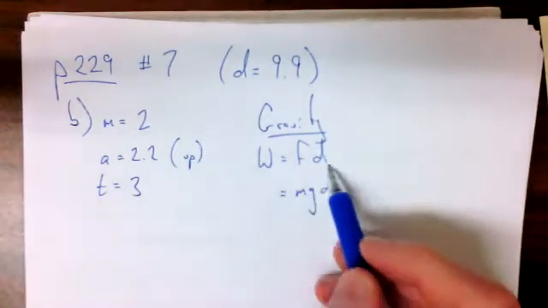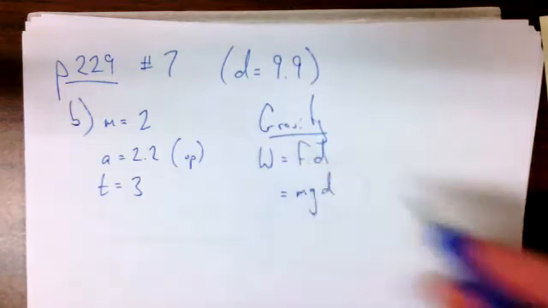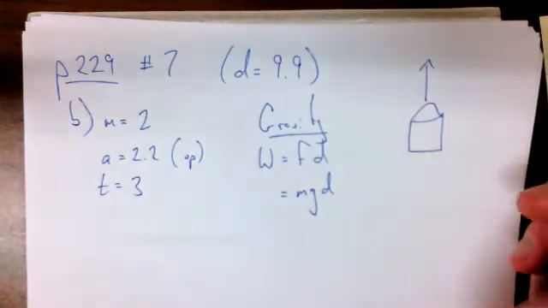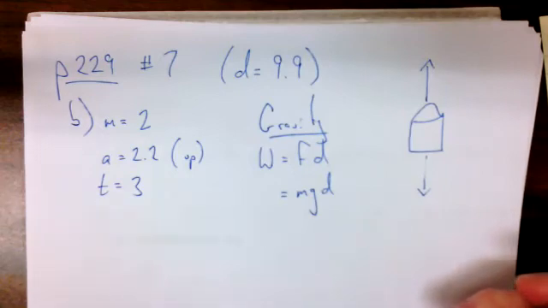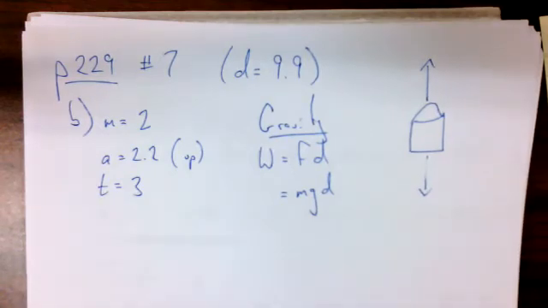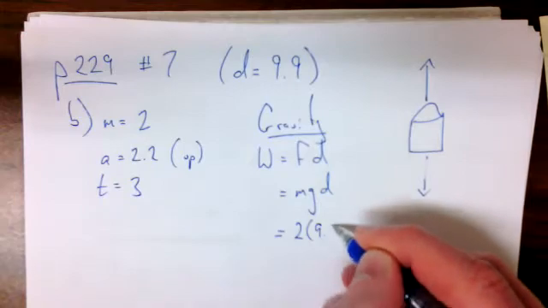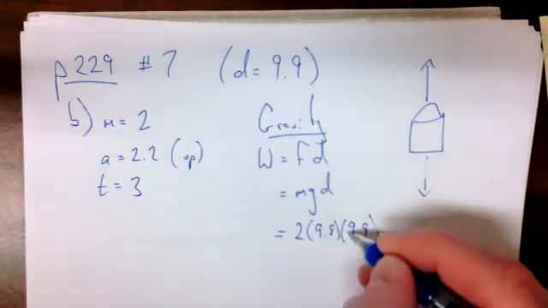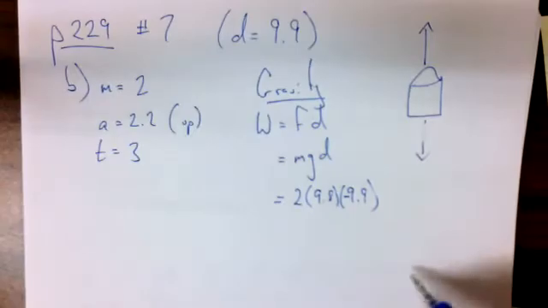So work equals force times displacement, which is mass, gravity, displacement. Now this bucket is going up. Gravity is pulling on it, but gravity is losing, right? Remember, like my tug of war example, there's stuff going on, but gravity is losing. So the mass is 2, gravity is 9.8, and the displacement is 9.9. The displacement is negative because it's the opposite direction to the direction gravity is going.